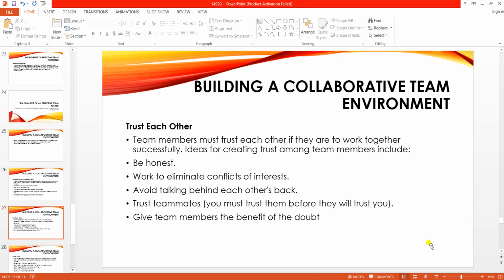Also, we have trusting each other. Team members must trust each other if they are to work together successfully. Ideas for creating trust among team members include being honest with each individual, working to eliminate conflicts of interest, and avoiding talking behind each other's backs. You need to trust your teammates. You need to give team members the benefit of the doubt. So this item is very important.